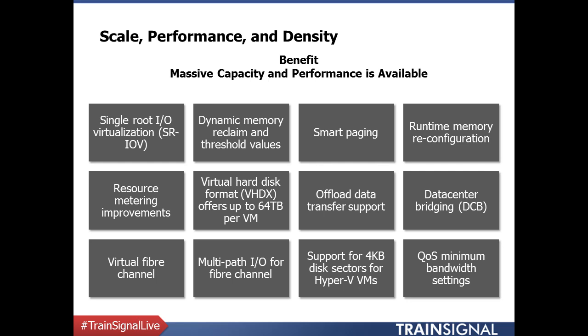Data center bridging, or the DCB, is something that's used in converged data centers, typically for large-scale Fibre Channel SAN implementations. And let's see, virtual Fibre Channel. So a virtual machine can connect directly to a Fibre Channel SAN. And then quality of service minimum bandwidth settings. You can set quality of service on each of your virtual machines.